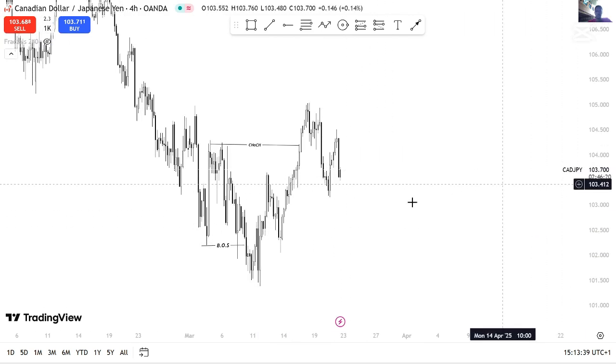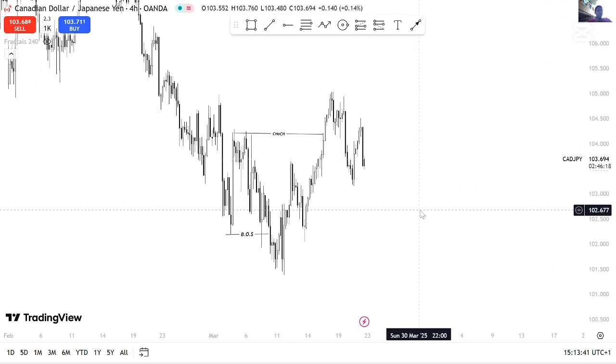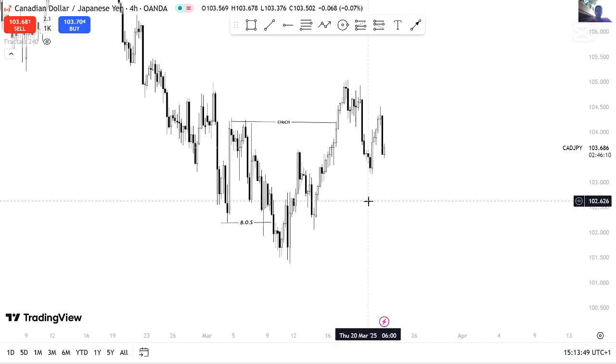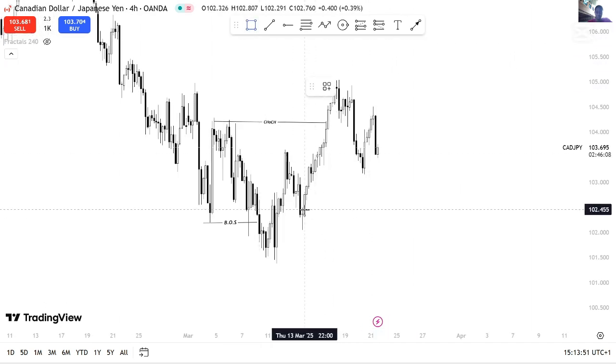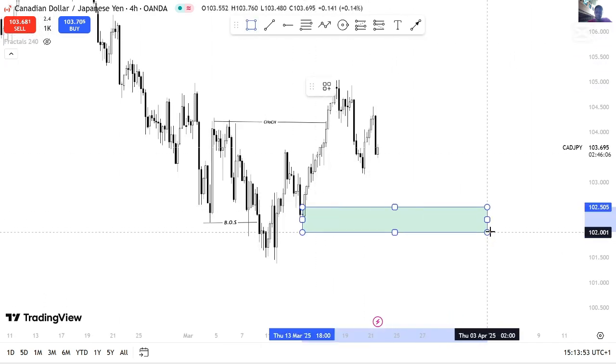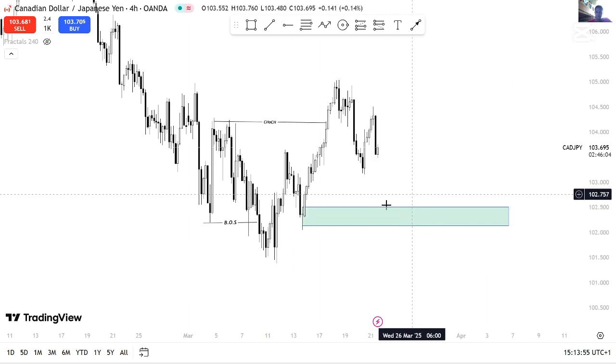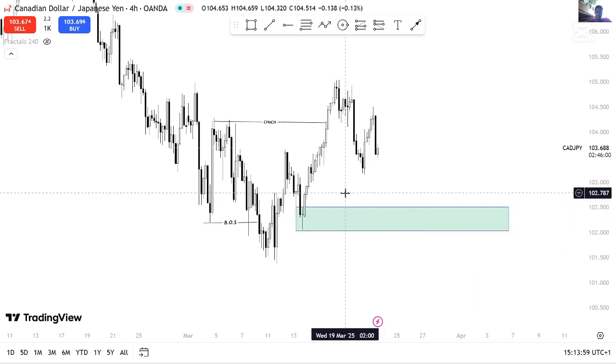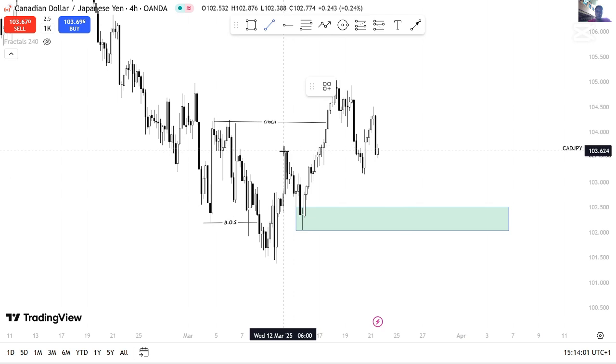So after I've done this, right, I have to look for a demand zone in line with the trend. So we are looking for a demand zone in an uptrend. And what I can see here is this demand zone here. This is a good demand zone because it shows a consolidation before a big push. Number one. Number two is that it made a break of structure.